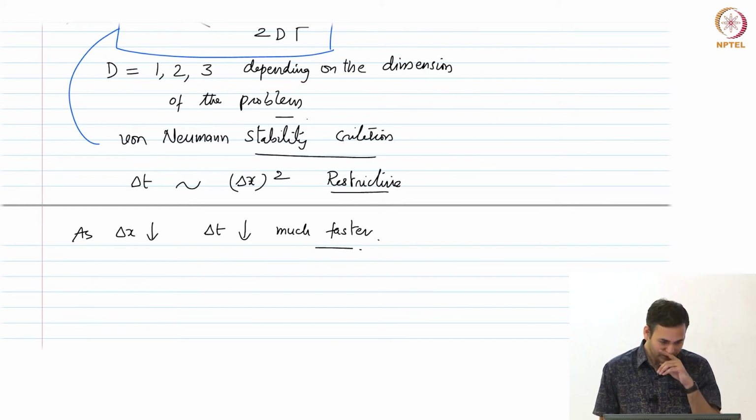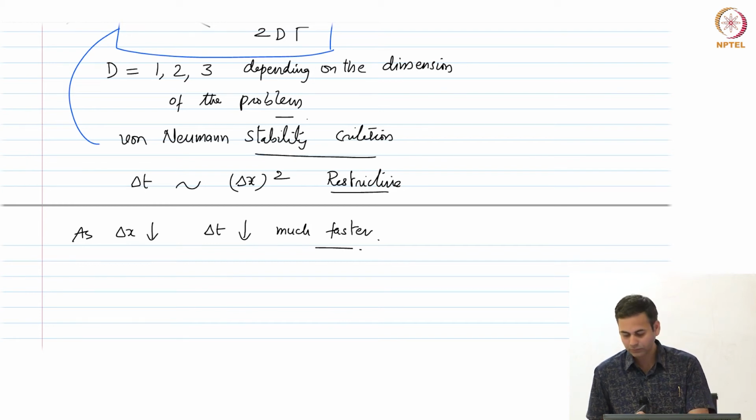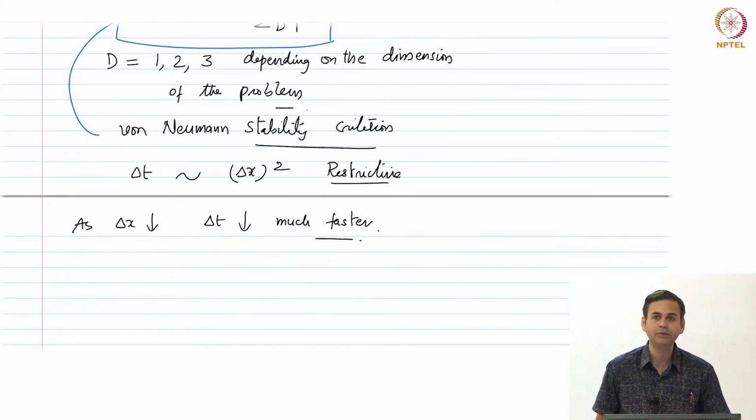Can delta t be negative? Can it be negative? It cannot be, right?